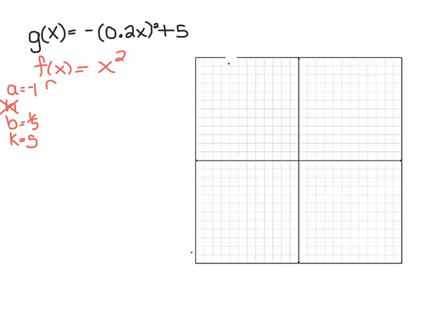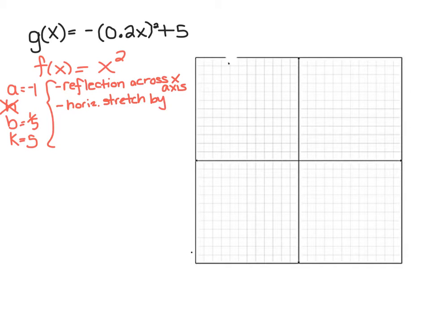So what does this mean? It means I have a reflection across the x. I have a horizontal, now this is counterintuitive, it's not going to be a shrink. It's going to be a stretch by the reciprocal factor. Horizontal stretch by a factor of 5, 5/1. Which is why at the beginning, when I saw 0.2, I immediately made that be 1/5, so I can do the reciprocal easily in my head. And then I'm going to shift, it's a vertical shift up 5.